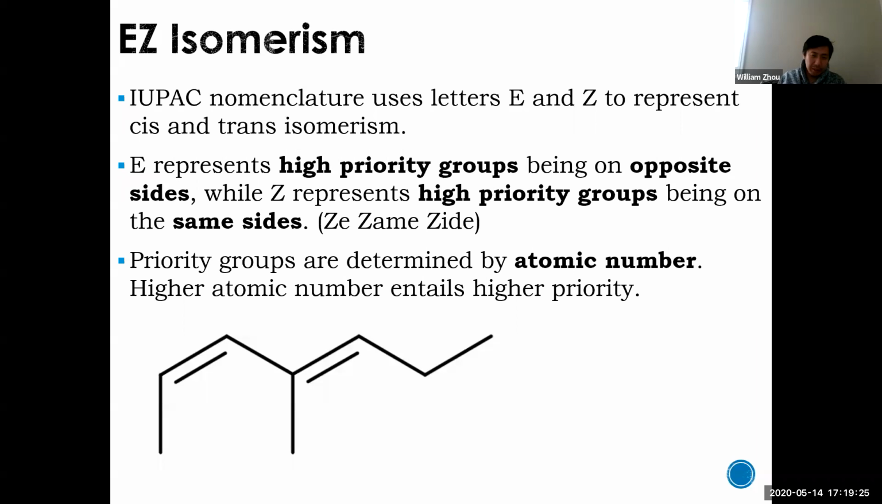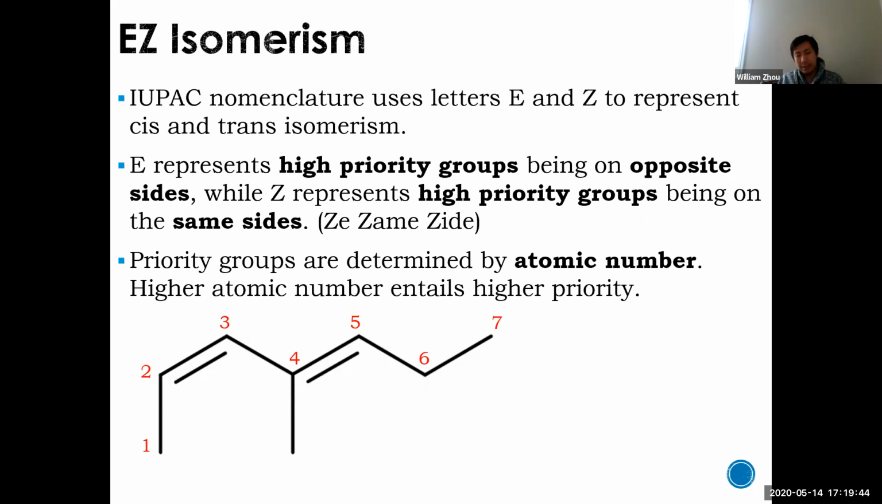So to show you what I mean, let's name that thing in the example. First of all, you have to number the carbons. You can go from the left or the right. Obviously, going from the left is better because you would have a 2,4 for the double bond, whereas if you go from the right, you have a 3,5. So 2,4 is smaller, you go from the left. No problem there.